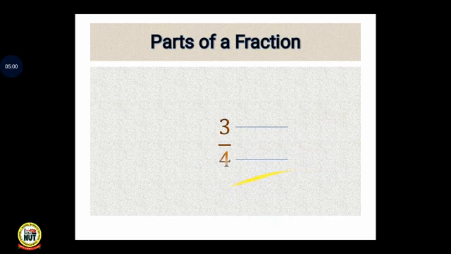All right. Now, the number at the top is called numerator. Again, numerator. Any number that is at the top of a fraction is called a numerator. Now, the number at the bottom is called denominator. Denominator. The up one is called numerator.